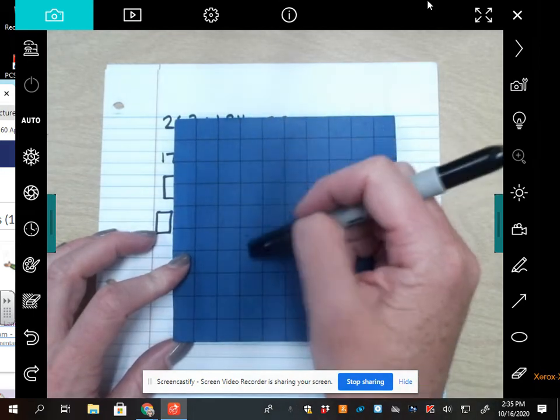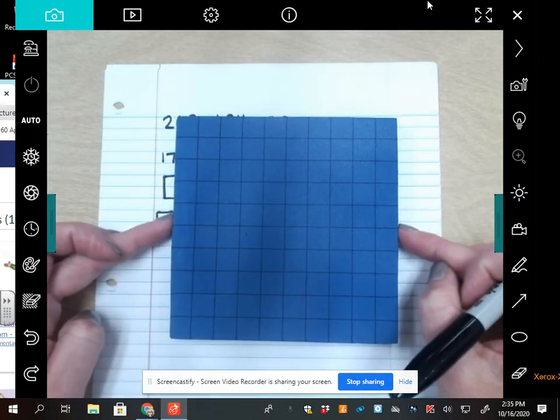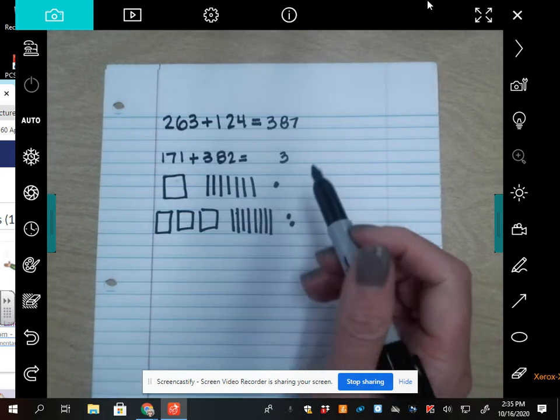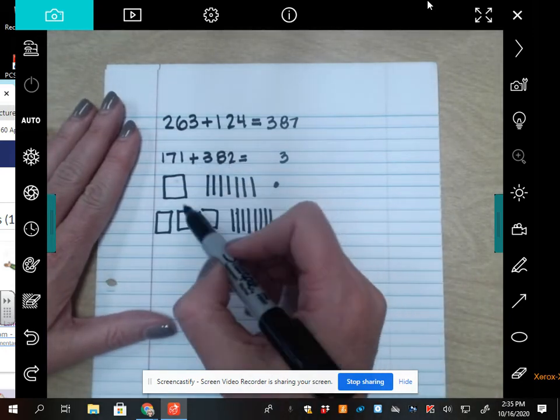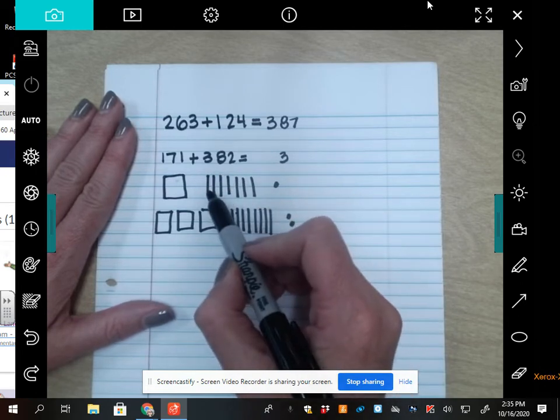1, 2, 3, 4, 5, 6, 7, 8, 9, 10. 10 ones makes 100. Okay? So what we need to do is take 10 of these tens and make it into another 100. So we're just going to do like this. We're going to count on our 10 tens.